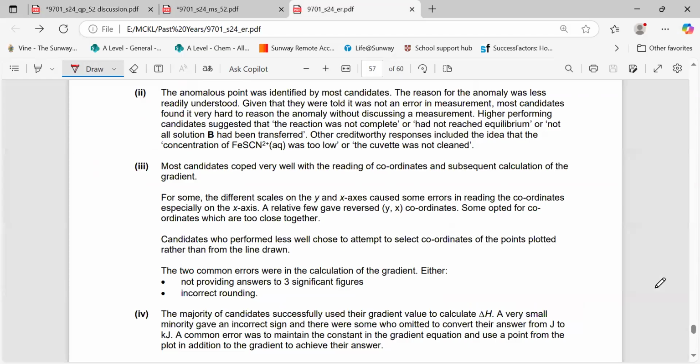See, other credit worthy responses, including this one. All right. So the question now is, what causes the concentration to be too low? I said the temperature was a little bit higher, but the examiner was expecting maybe it had not reached equilibrium, maybe the reaction was not completed.